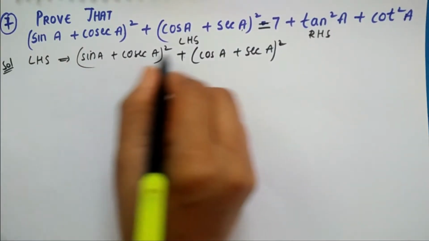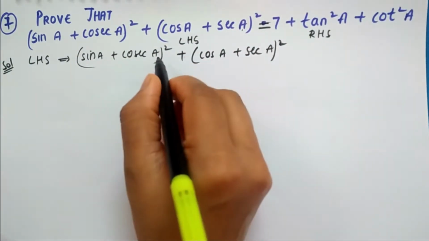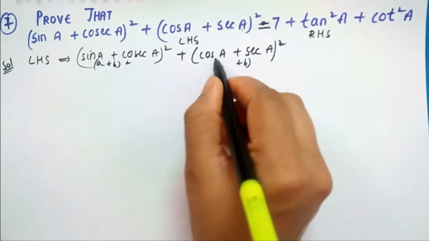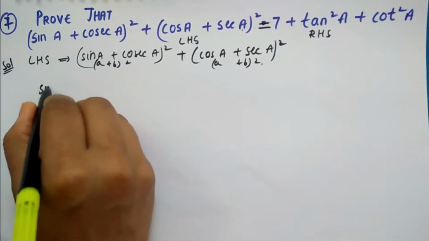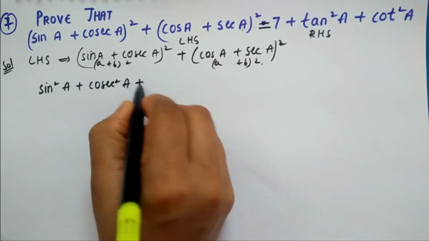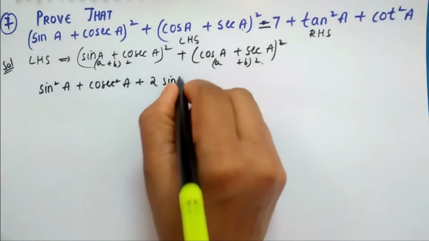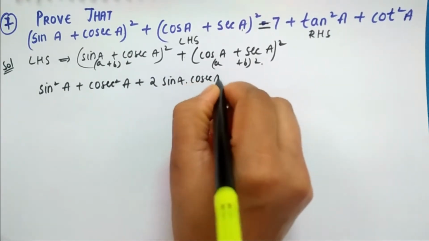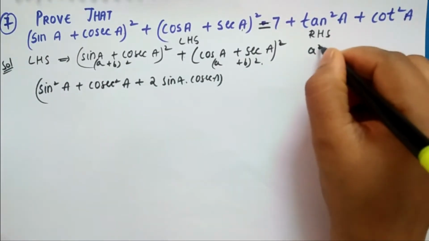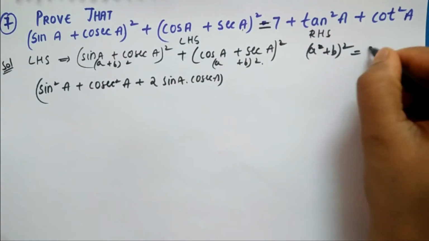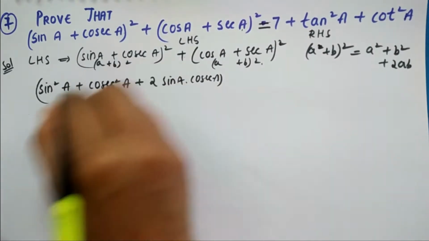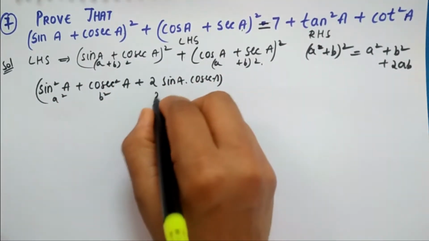Okay, now how can we proceed further, how can we solve this? It's nothing but the (A + B) whole square formula in both the cases. So let us expand it: sin square A plus cosec square A plus 2 sin A cosec A. A plus B the whole square is equal to A square plus B square plus 2AB. This is what we are expanding here.